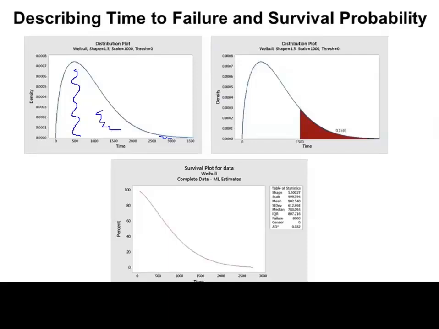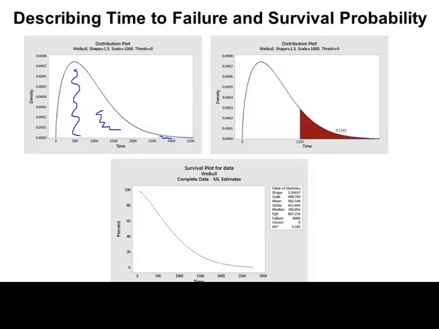The probability is equal to the area under the curve. So if we're talking about the probability that we survive 1500 or more, it's this area to the right. You could integrate this Weibull function and get this area, which looks like it's about 16%, 0.16. So this side would be the probability of failure.